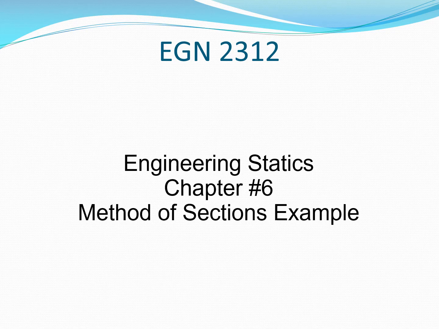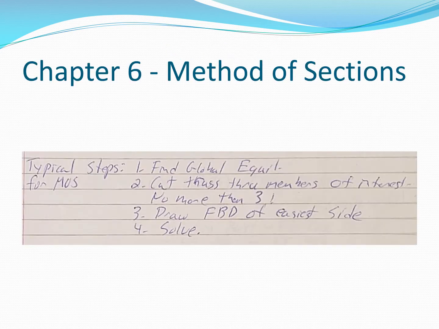Hi all. So let's take a look at an example of method of sections from chapter 6. When you're given method of sections, here's the steps that you typically would take to solve for it. If necessary, I didn't write that here, but if necessary, find global equilibrium. You may or may not need it depending upon the piece that you're going to use. You're going to cut through the truss members at the members of interest.